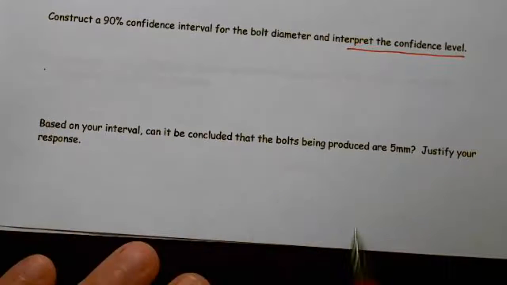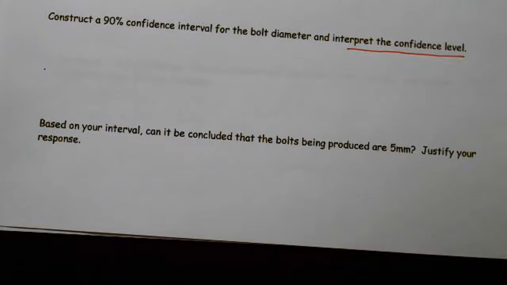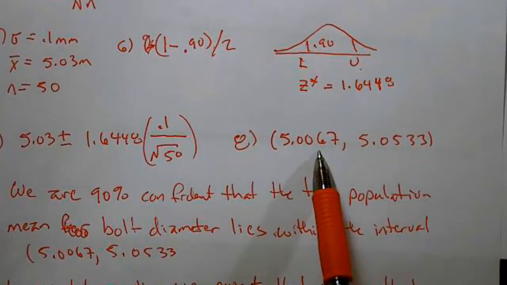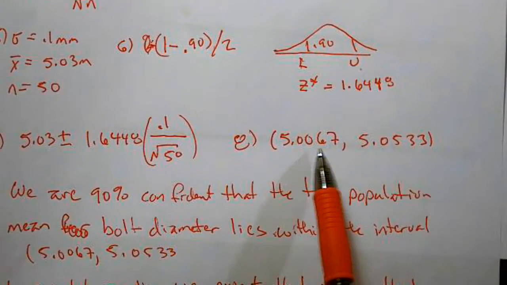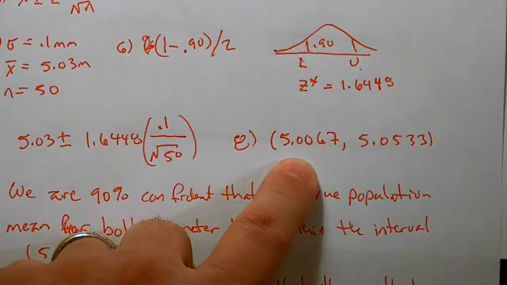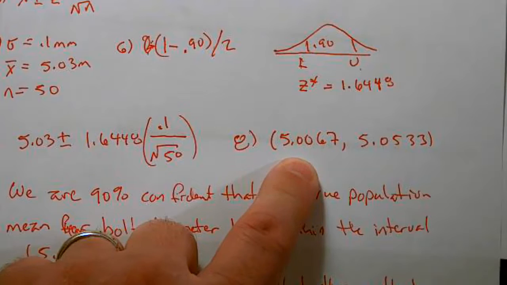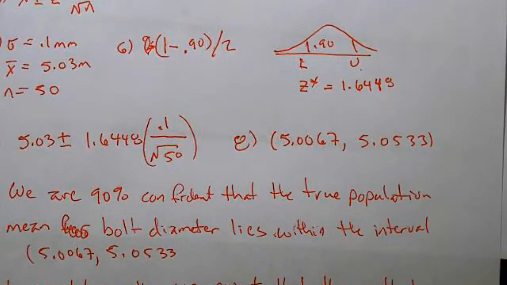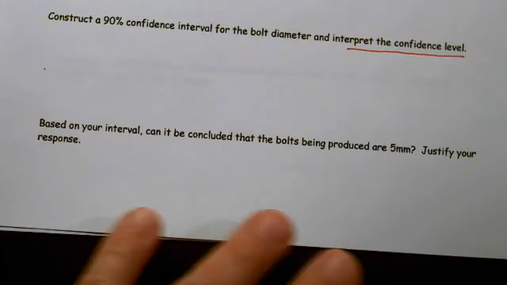Then it says, based on our interval, can it be concluded that the bolts being produced are 5 millimeters? Justify your response. Well, that's a really good question. Can we make that conclusion? Well, when I look at this, what was my interval first off? 5.0067. Well, that's above. So my lowest value is above 5 millimeters. So 5 millimeters is not in the interval. Therefore, we can conclude that the process is not making bolts at 5 millimeters.